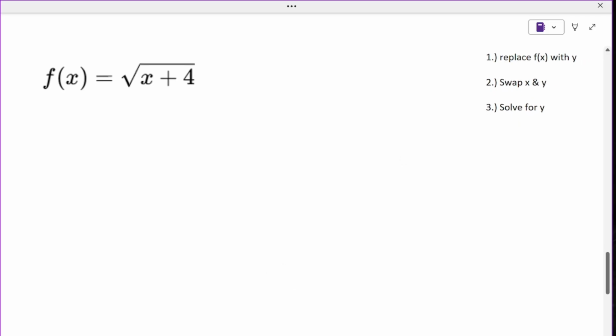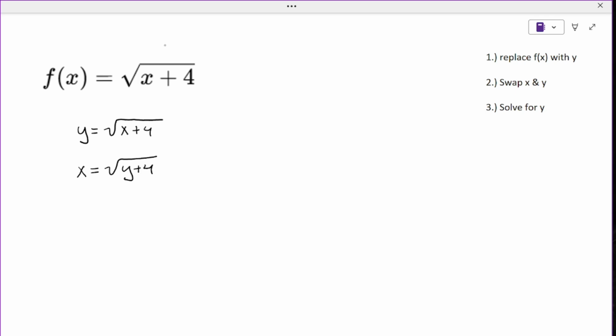This one's a little bit more complex because we have a square root right here, right? So we have f of x is the square root of x plus 4. All right, but same steps that we have here. So f of x, we are replacing it with y. So y equals the square root of x plus 4. And we are swapping x and y. So x equals the square root of y plus 4.